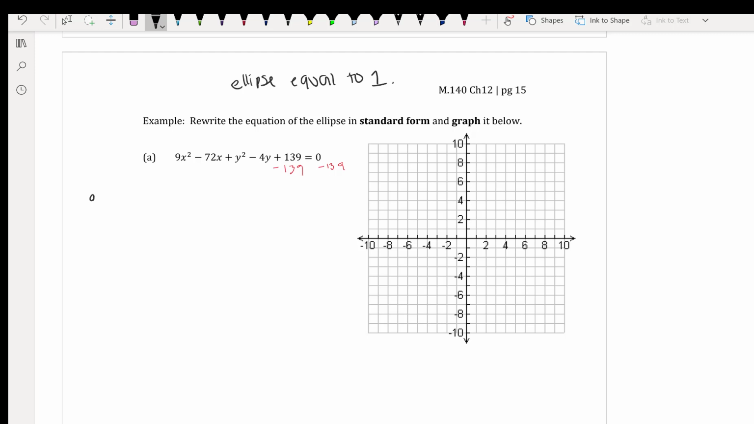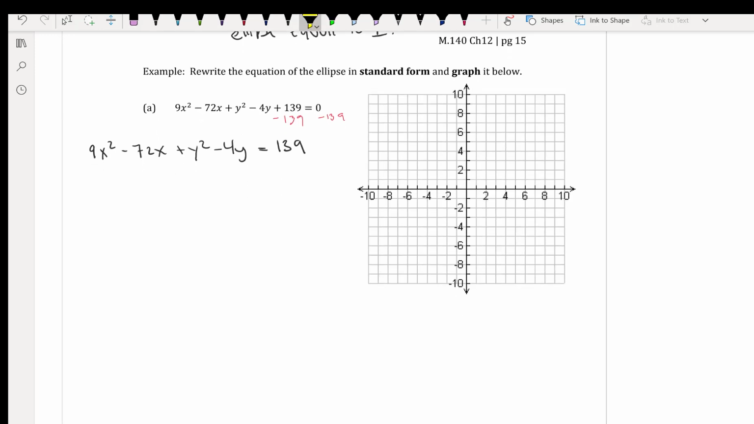So I'm going to have my 9x squared minus 72x plus y squared minus 4y is equal to a positive 139. Now from here, I see that I have a leading coefficient of 9. So I'm going to go ahead and pull that 9 out just from the x's. So I'm going to have a 9 on the outside, so I'm left with an x squared. And if I did 72 divided by 9, that's going to give me an 8.